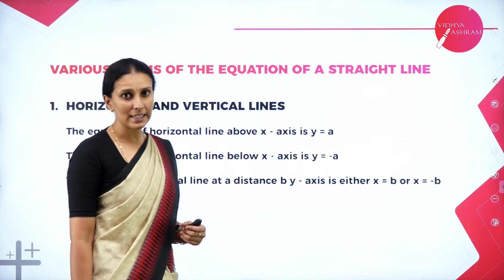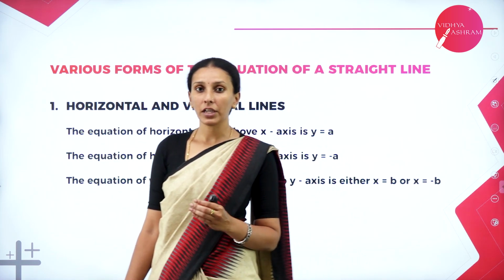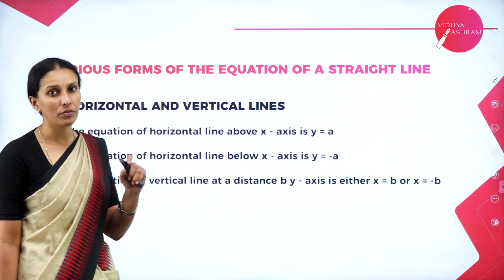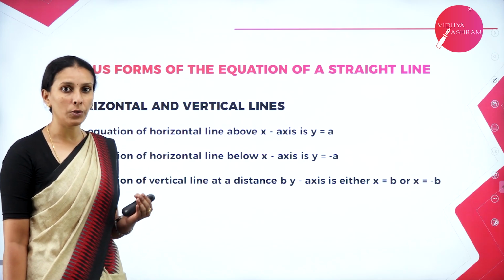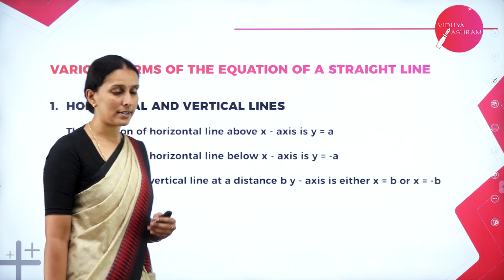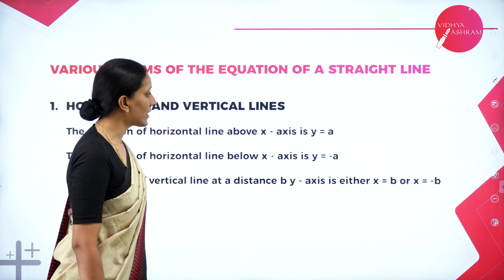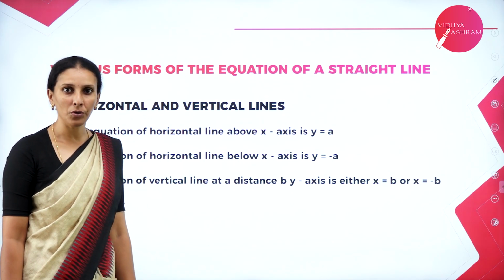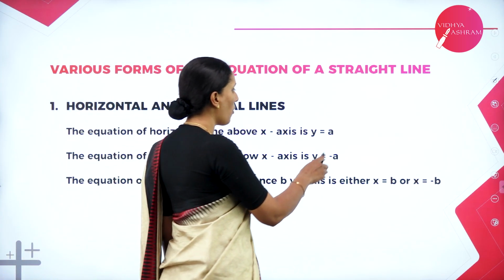So we have already discussed in our last session that any line parallel to x-axis will have an equation in the form of y is equal to k, where k is the distance of the line from the x-axis. If it is above the x-axis, then y is equal to plus k, or if it is below the x-axis, then y is equal to minus k. Similarly, here we have the equation of horizontal line. Above x-axis is y is equal to a and below x-axis is y is equal to minus a. Wherever the distance is same, only the difference is the points are different.